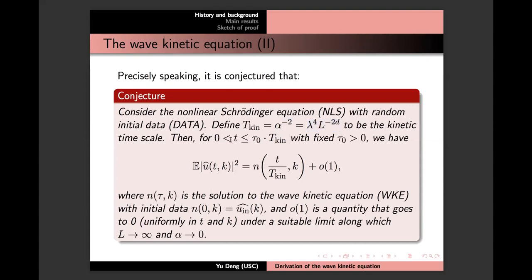Then, okay, actually we should say here, under certain restrictions between alpha and L, which we will make precise later. Under these restrictions, for t between 0 and tau 0 times the kinetic time, where tau 0 is a fixed constant independent of L and alpha, this ensemble average, this statistical average, would equal n of t over the kinetic time at k, plus a remainder term O of 1, where this n is exactly a solution to the wave kinetic equation.